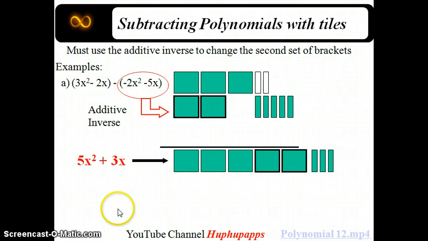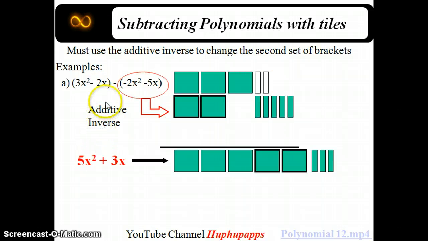So let's look at this when we're dealing with models. When we're dealing with models, we are going to do something called the additive inverse. Now to do that, essentially what we're doing is we will model the first part 3x squared, so 1, 2, 3x squares, and they're positives, minus 2x's, so we have our white negatives.